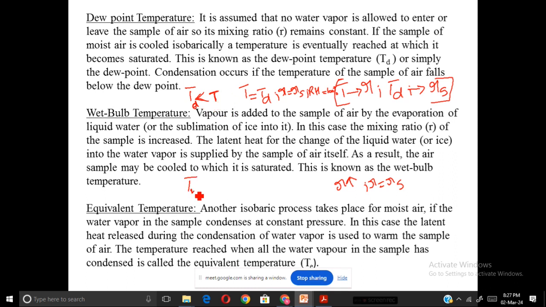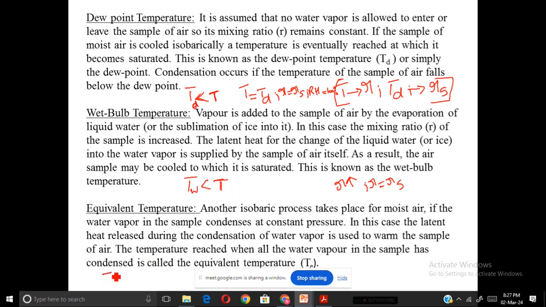And wet bulb temperature also will be less than the actual temperature because of the process of evaporation, the evaporation that is happening from the moist cloth to the air. For the process of evaporation to take place, the latent heat of evaporation, or the heat required, is supplied by the air parcel itself. So basically the air parcel cools. At a particular temperature it will become saturated, and that temperature is wet bulb temperature. So TW will also be less than T.